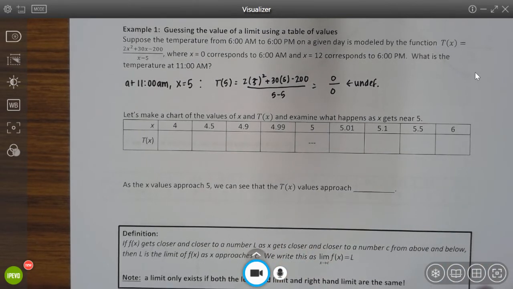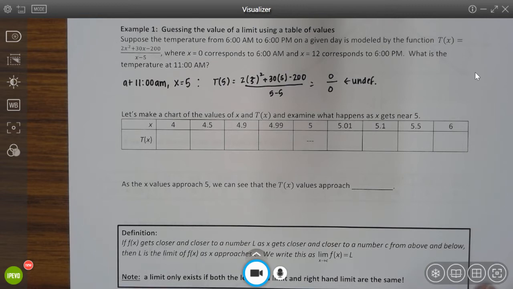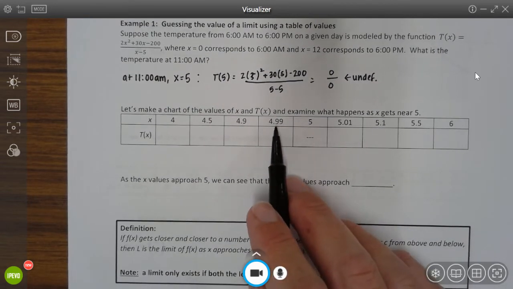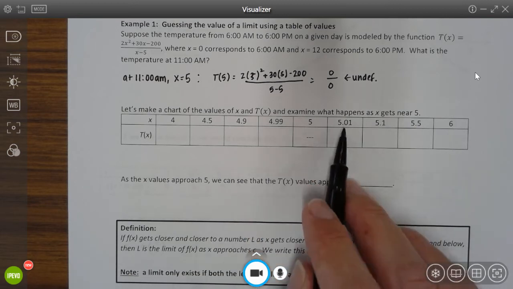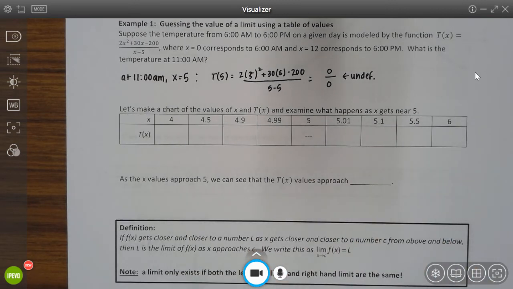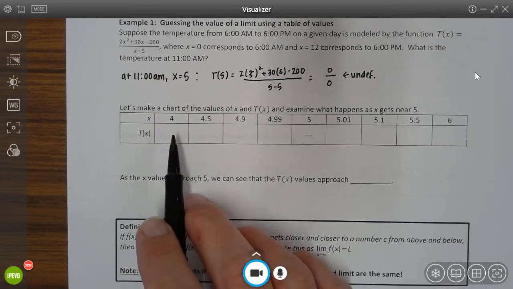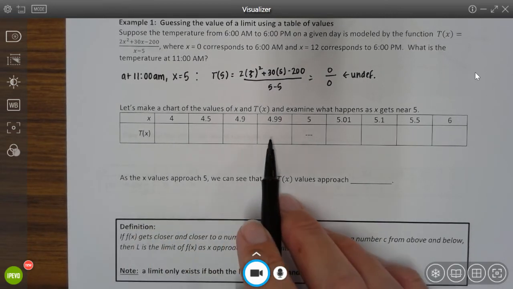So basically what we want to know is, what is going on around 5? And not just around 5, but really, really close to 5. So you'll notice that I have 4.99 over here, and I have 5.01 over here. So let's take a look to see what's happening around.